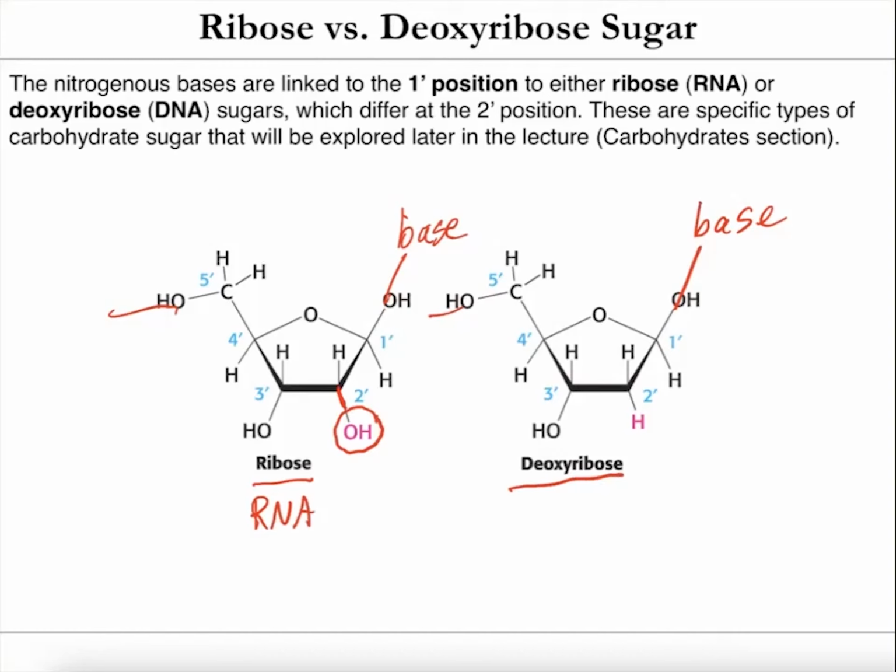And then there's deoxyribose. So that's where we get DNA. So RNA actually stands for ribonucleic acid, and DNA stands for deoxyribonucleic acid. So that's a big difference between the 2 of them. So deoxyribose does not have that OH group there. So in nucleic acids, this base is connected to one of 2 of these sugars, which is then connected to the phosphate groups to make the nucleotide.